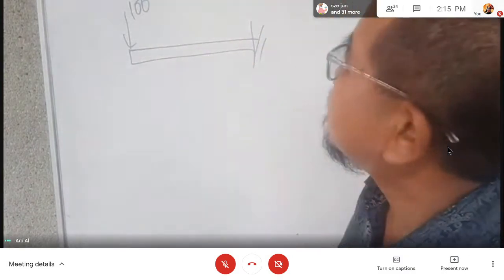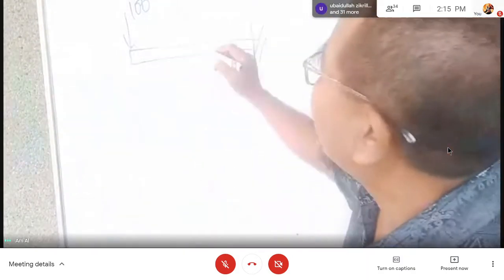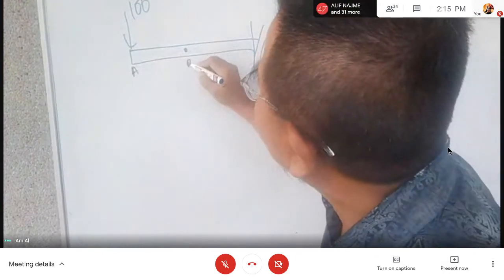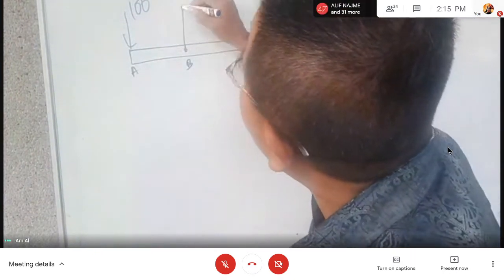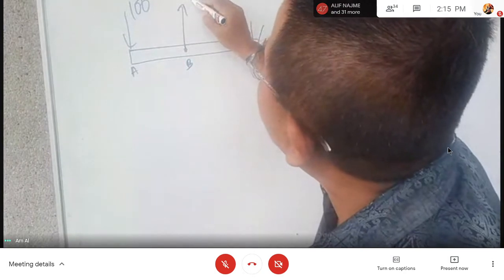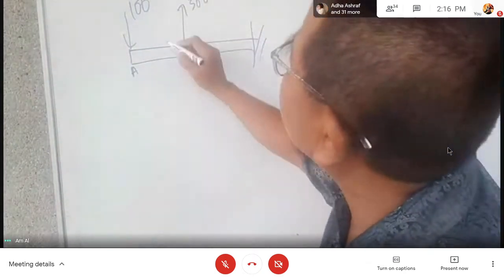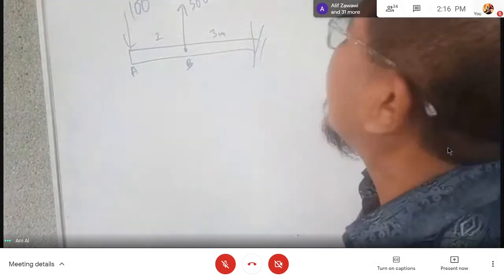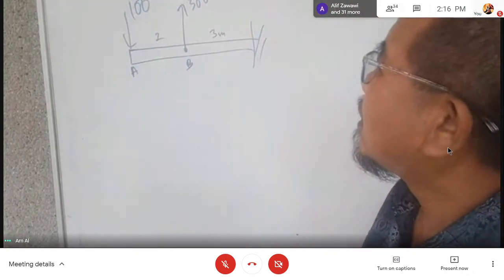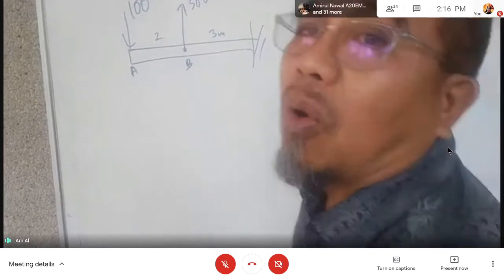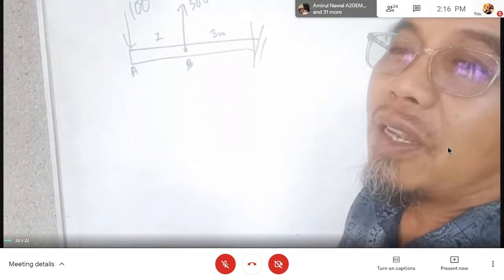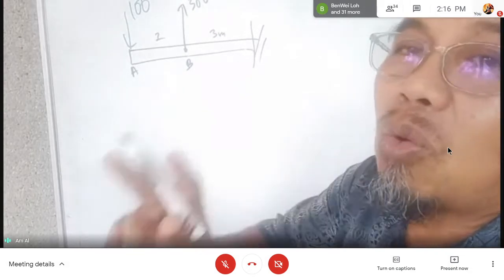$100 goes down. Then at point A and B, this is 200 or 300 going up. There's 1 meter, 2 meters, and 3 meters there. Okay. So, how do we do this? There are 2 ways of doing it.